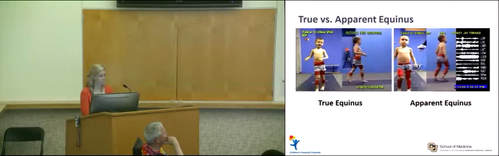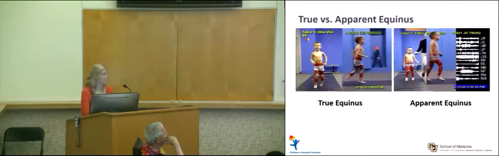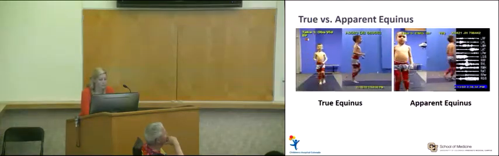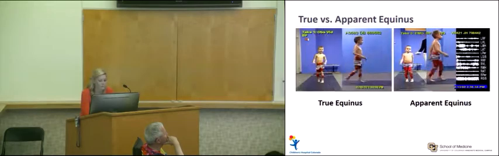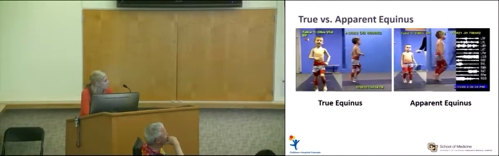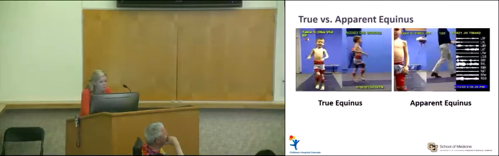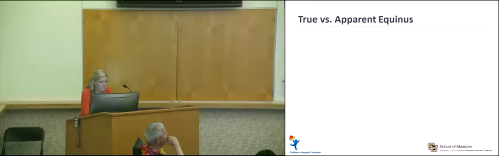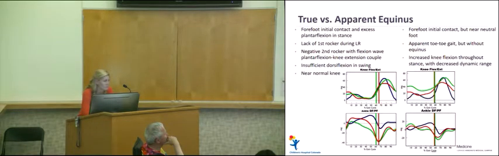Right. So here is the same kid on the left and then another child on the right. They're about the same age, and it's true equinus on the left and apparent equinus on the right. And the crucial curves are the ankle and the knee curves. Basically, in apparent equinus, their knees are flexed all the time. In true equinus, typically their knee has a pretty normal knee curve. The blue line is representing what's normal for these patients.